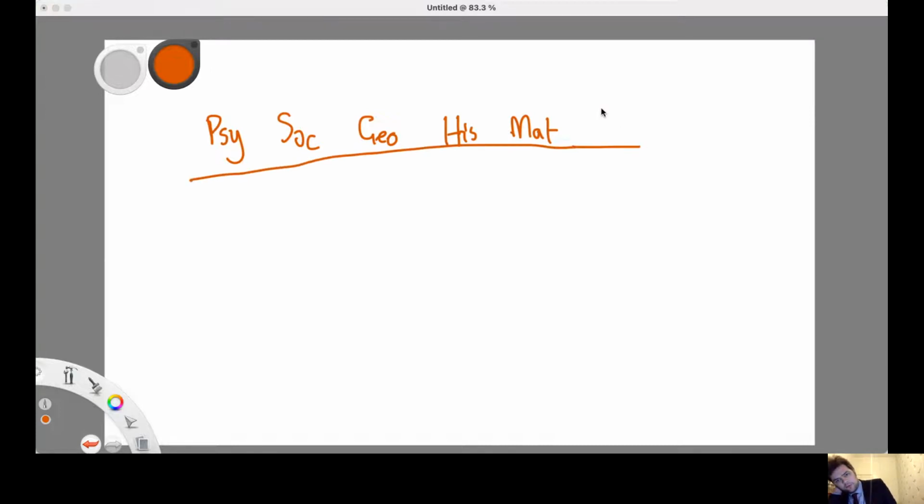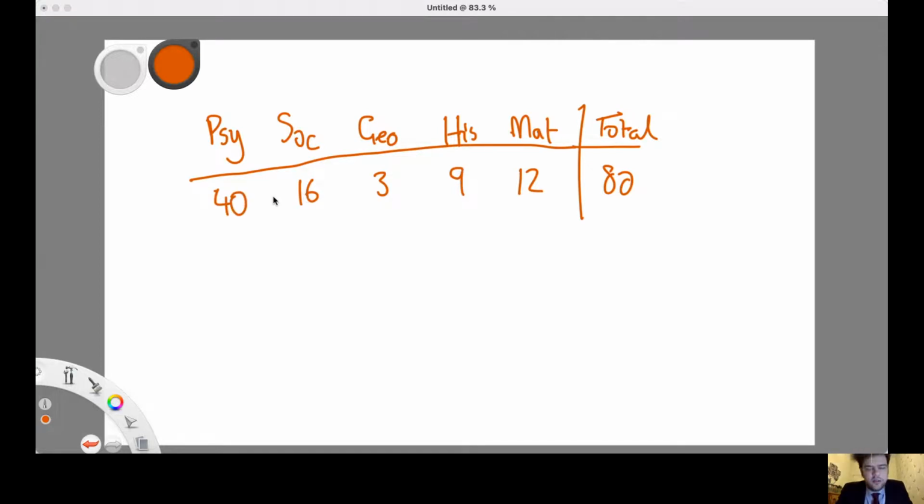And we've got the total number of students doing psychology at the sixth form as well, and that's 80. So 12 students are going on to do maths, 9 are going to do history, 3 are going to do geography, 16 are doing sociology, 40 are doing psychology, because psychology is the best, and I hope all of you are going on to do psychology degrees, because psychology is absolutely fab, and you will love it at degree level if that indeed is what you've chosen.